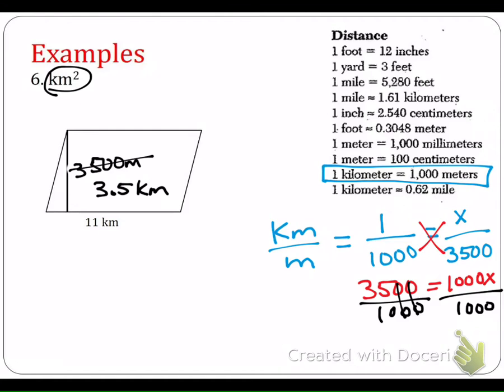And we are working with a parallelogram. How do you find the area of a parallelogram? Yeah, we do base times height, so 3.5 times 11. 38.5. Square kilometers, square kilometers.